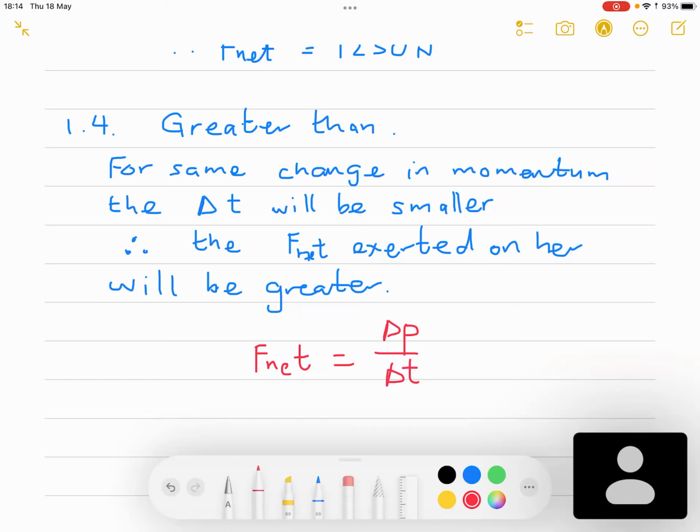So just by looking at this equation, you can see that if delta T is smaller, then F is going to be bigger. So when you bend your knees when you land, you're making delta T bigger. And if the denominator gets bigger, then the net force will be smaller. And that's what you want. You want a smaller force acting on you so you don't hurt your knees.